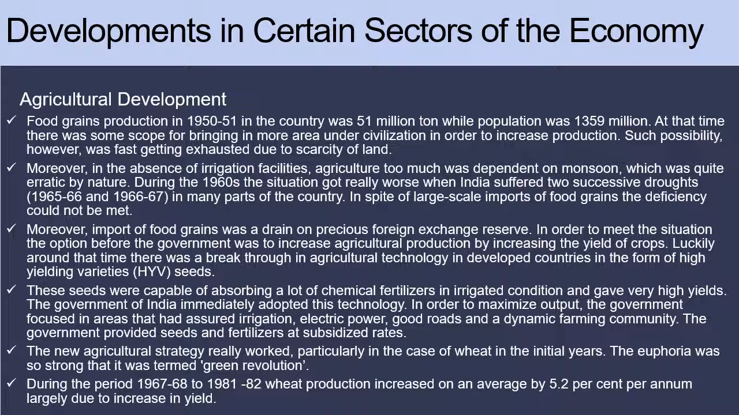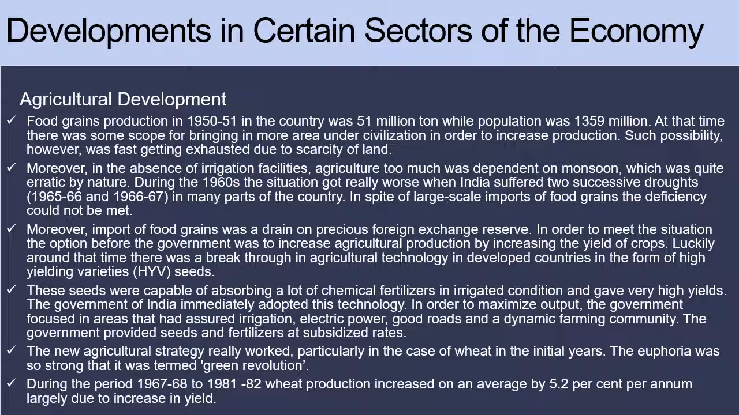In order to maximize output, the government focused on areas that had assured irrigation, electric power, good roads and a dynamic farming community. The government provided seeds and fertilizers at subsidized rates. The new agricultural strategy really worked, particularly in the case of wheat in the initial years. The euphoria was so strong that it was termed Green Revolution.